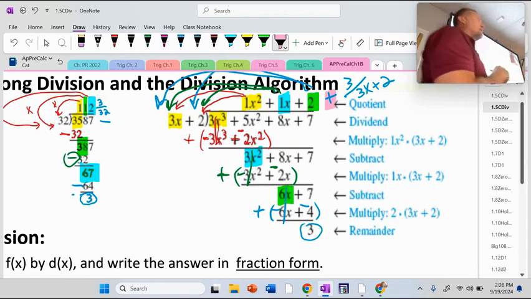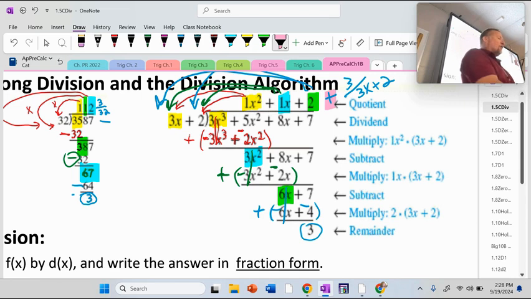Now, I don't know if the other teachers were teaching this, but then their homework said put your answer in fractional form.